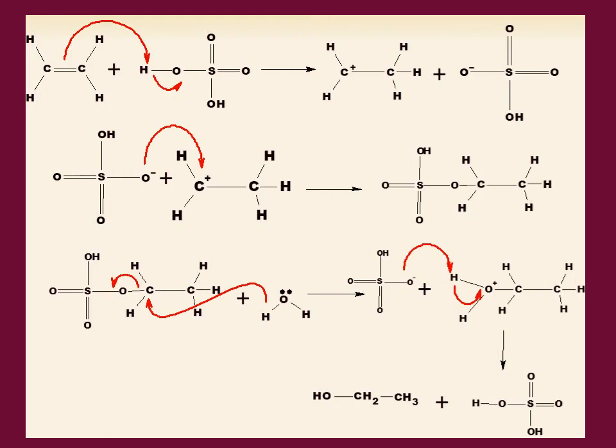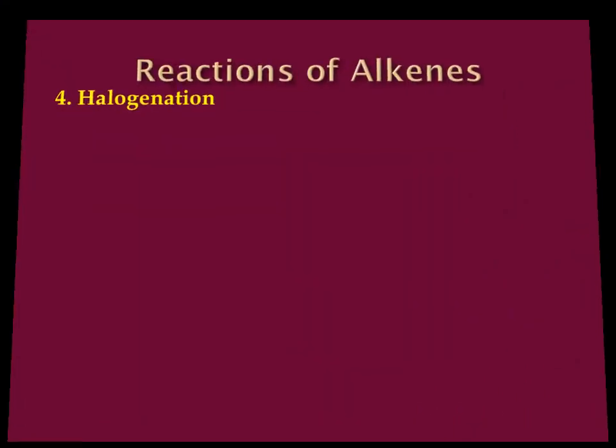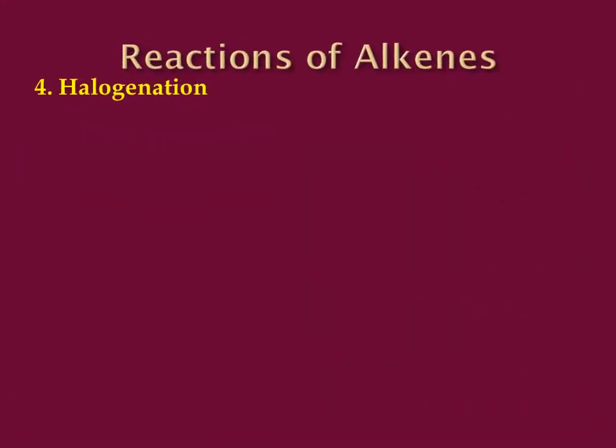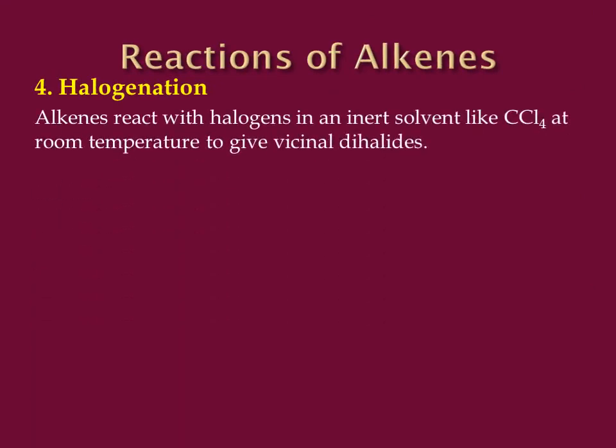The second reaction that we have to study today is halogenation. Now students, alkenes react with halogens in an inert solvent, for example carbon tetrachloride. Now why do we need an inert solvent? So that the solvent is just going to provide a medium and not chemically react with our reactants or the products that are going to form at the end of the reaction. This reaction takes place at room temperature and the products are vicinal dihalides.